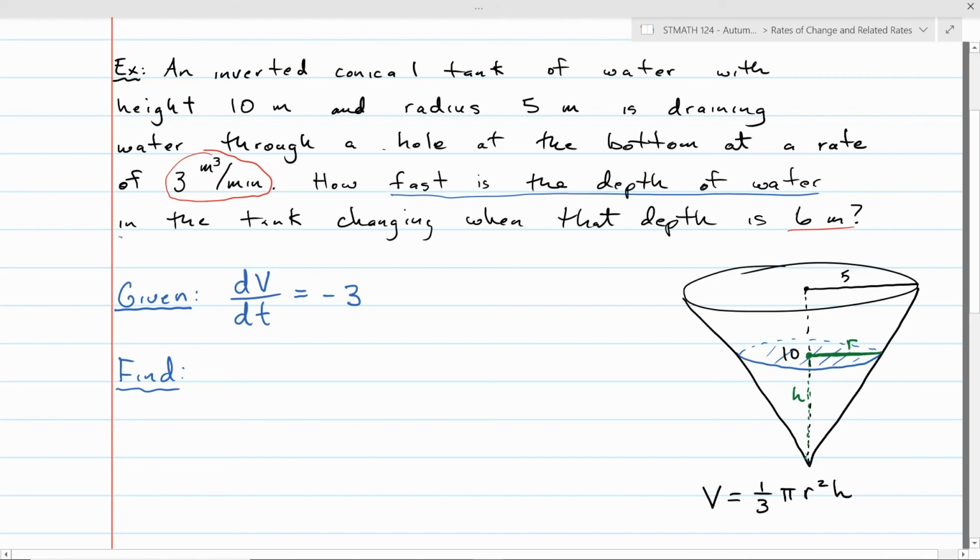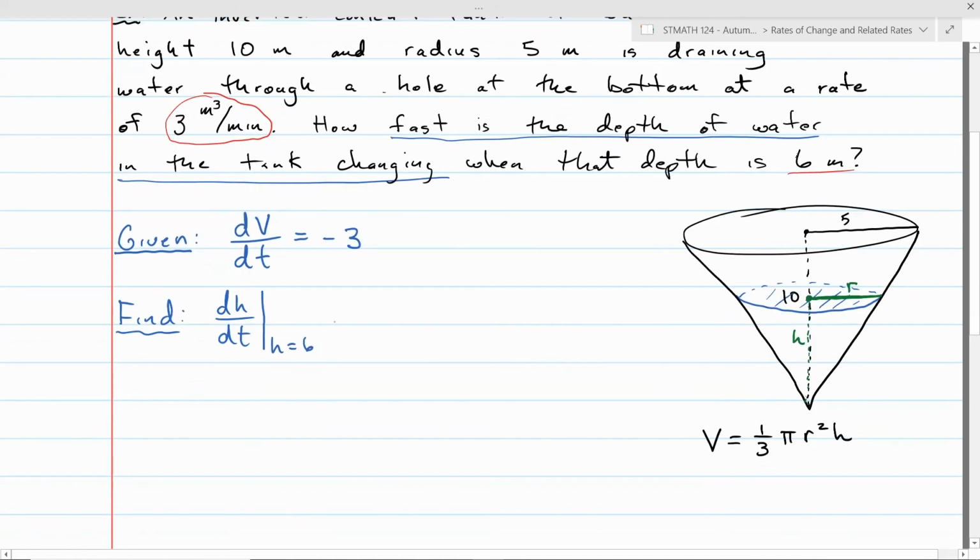And what I'm being asked to find is how fast is the depth of water in the tank changing? Well, the depth of water in the tank on my picture was H. So what they're asking me to find is dH/dt, but not just how fast the depth of the water is changing, but at a particular moment when the depth is equal to 6. So I have one derivative on V that I'm given, and I'm wanting to find a derivative on H. So that means I need a relationship between V and H.